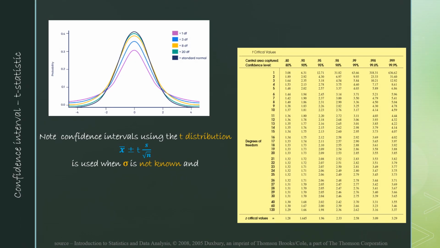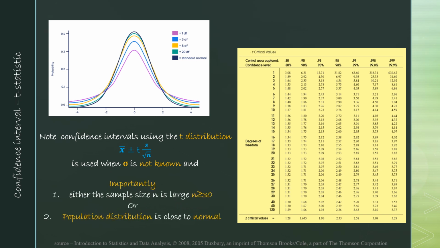Note, confidence intervals using the T distribution, x bar plus or minus T times s divided by square root of n, is used when sigma is not known, and importantly, either the sample size n is large, that is n is greater than or equal to 30, or population distribution is close to normal. These two conditions ensure that the sample statistic distribution is normal.